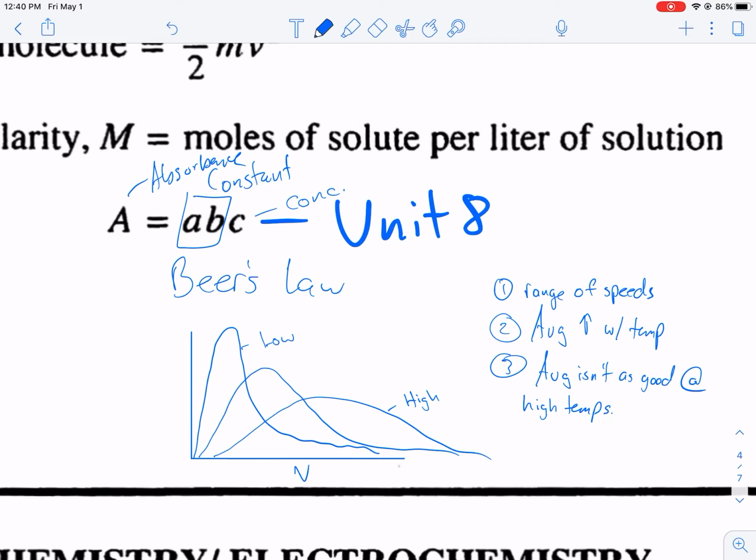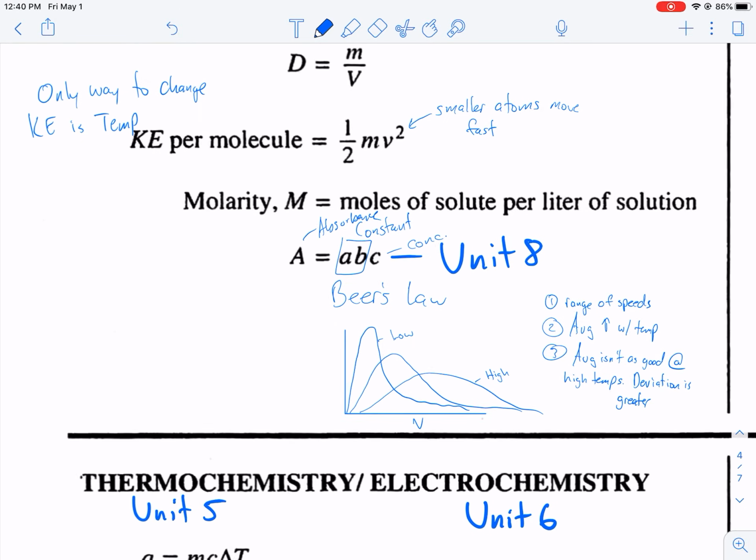So basically, the deviation is greater. Okay, so that's something that we could talk about there with regards to kinetic molecular theory. We can also talk about things with regards to solutions.